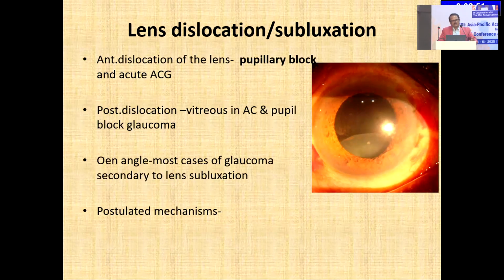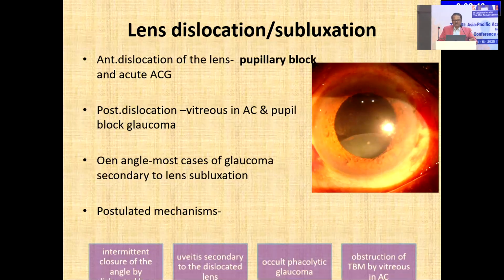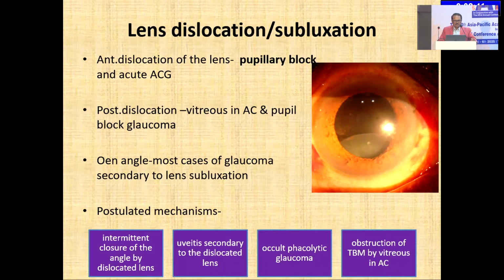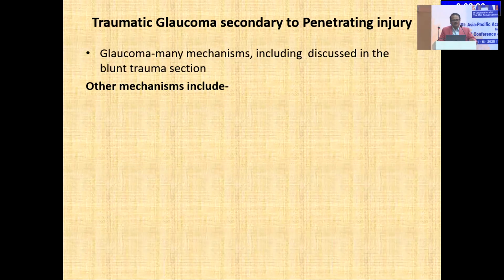Lens dislocation and subluxation is another very important and common finding seen after blunt trauma, which can cause pupillary block. That is the most important cause of glaucoma in these patients. Or it can be secondary, there can be intermittent uveitis also, or occult phacolytic glaucoma also. So there are obstructions from all these. Sometimes vitreous coming to the anterior chamber can also produce this type of glaucoma.